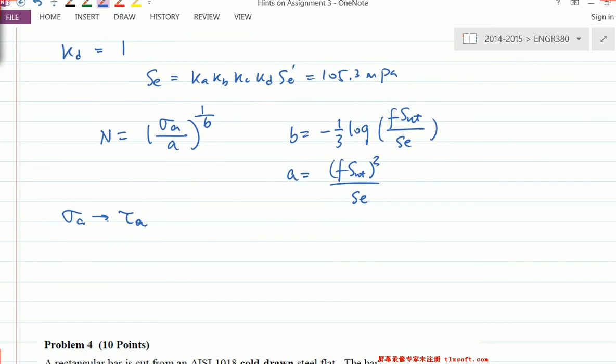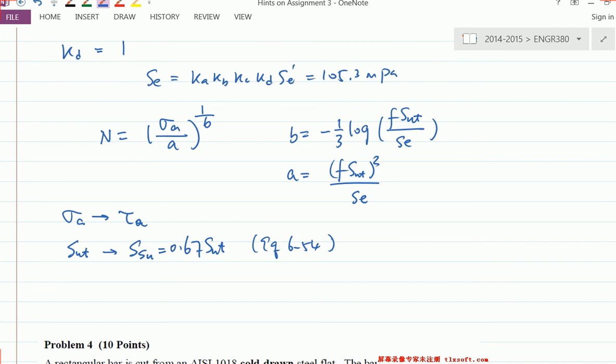And what else? The SUT, the ultimate tensile stress, should be replaced with the ultimate shear stress. And we have this relationship, and that's equation 6-54. This is equation 6-54 in the textbook. And that's basically what we need to do to make all the changes here.